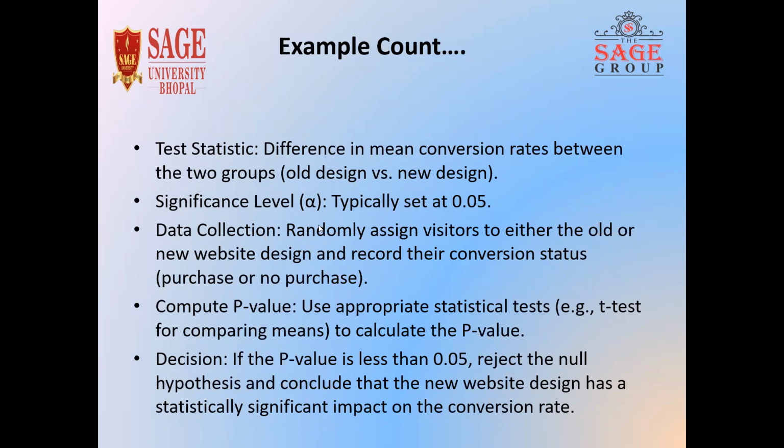Now the next, we collect data. In this, we randomly assign visitors to either the old or new website design and record their conversion status, purchase or no purchase. Now, next, we compute the p-value. Use an appropriate statistical test, for example, a t-test for comparing means, to calculate the p-value. Now, at the end, we take the decision. If the p-value is less than 0.05, then reject the null hypothesis and conclude that the new website design has a statistically significant impact on the conversion rate.